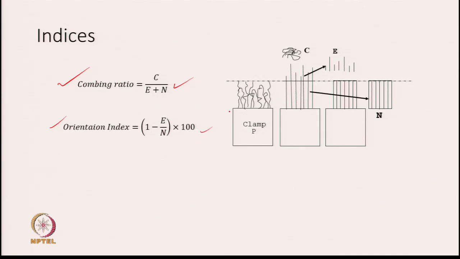These 2 indices give us an idea about the degree of disorder of fibers in a sliver and also the level of their orientations. There are many more indices proposed by many people, but we are not discussing them right now. Let us concentrate on these 2 indices.